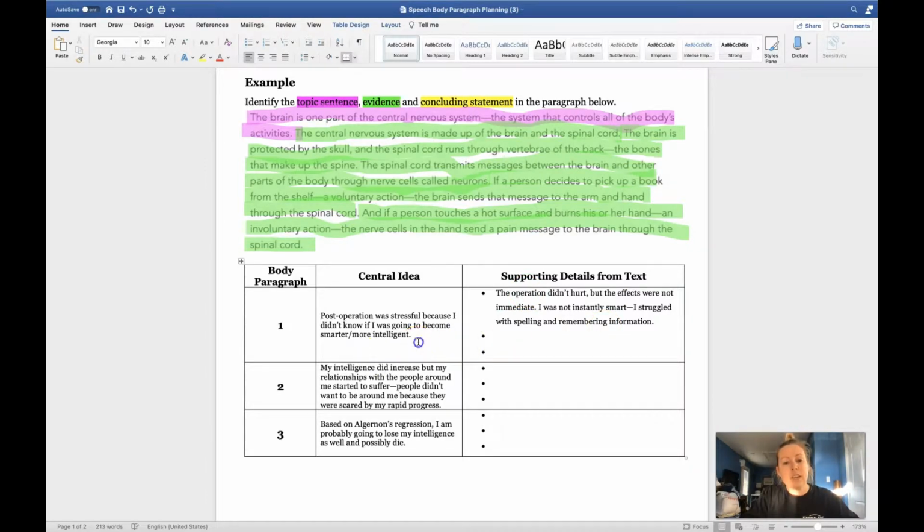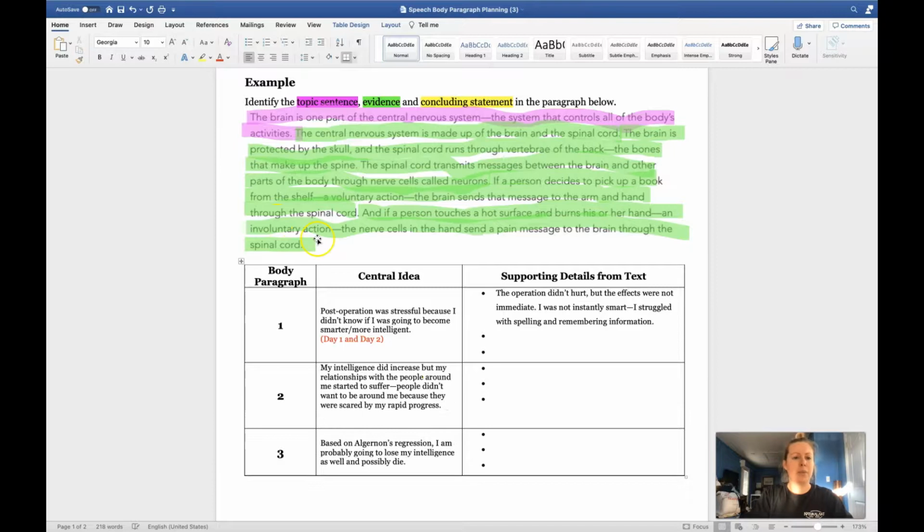So the information that you pull for central idea number 1 is probably going to be found at the end of day 1 in your OneNote binder and into day 2. For central idea number 2, that's going to be primarily found at the very end of day 2 and the beginning of day 3. And central idea number 3 is going to be found at the end or the second half of day 3. So use this as a guide to help you.